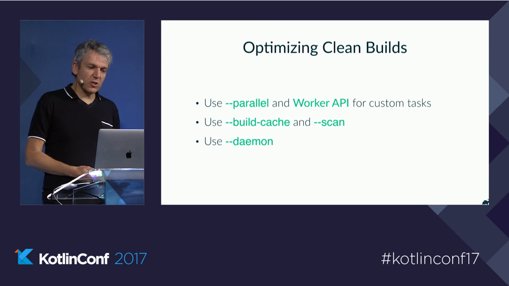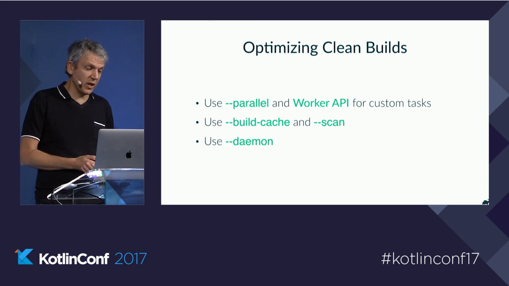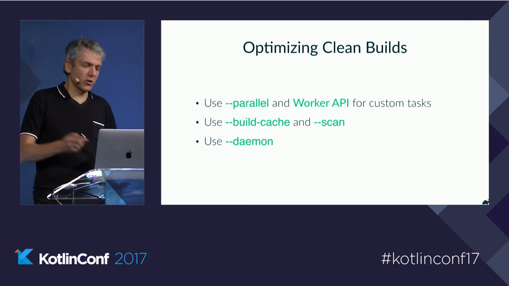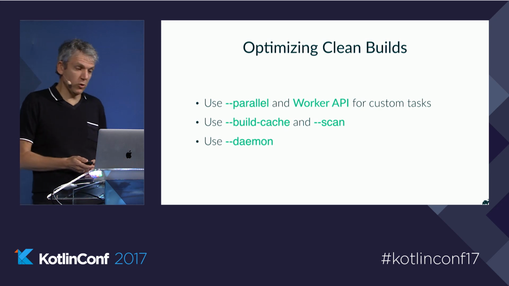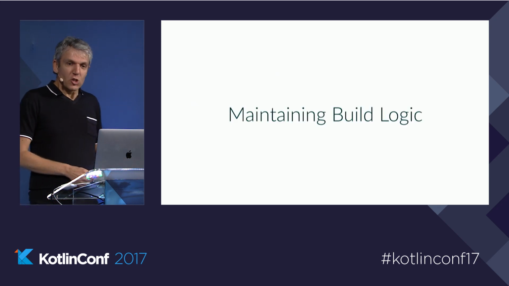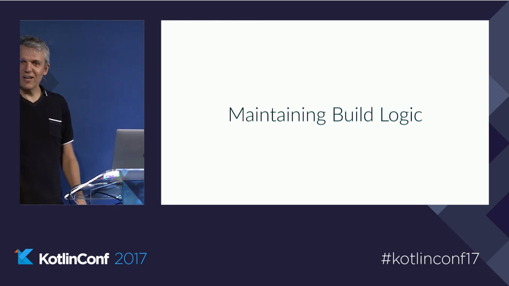So optimizing clean builds: use Parallel and the Worker API, use the build cache and scan to optimize your cacheability, and use the daemon, although that is now enabled by default, so you should be using it anyhow, unless you explicitly disable it. Okay, so now, next topic, maintaining build logic. And how can Kotlin help with that, Rodrigo?